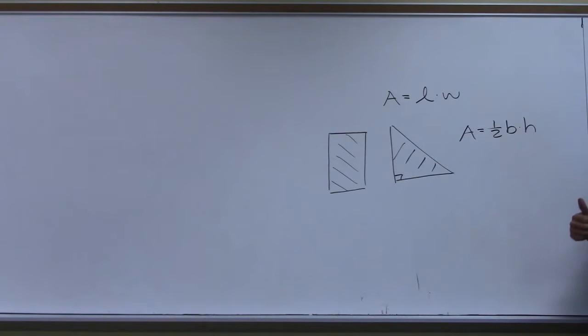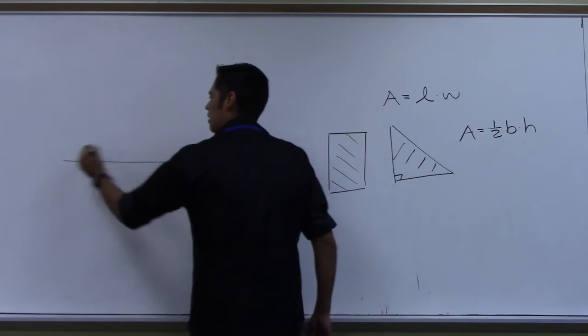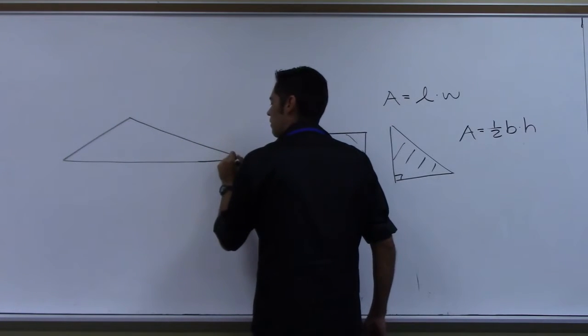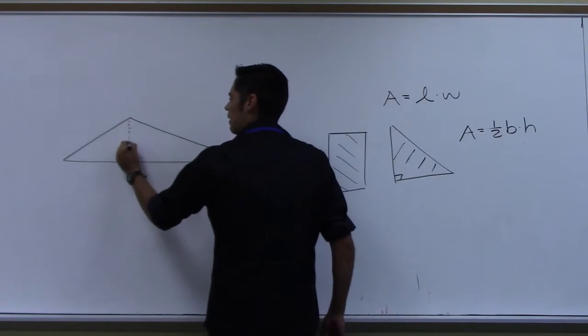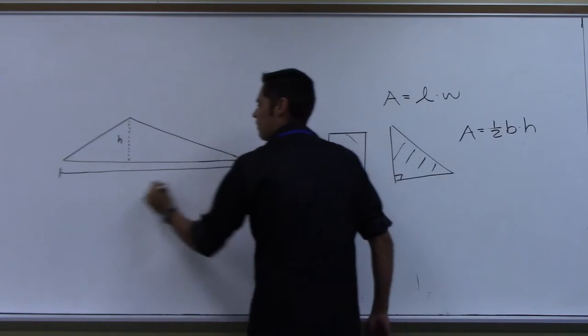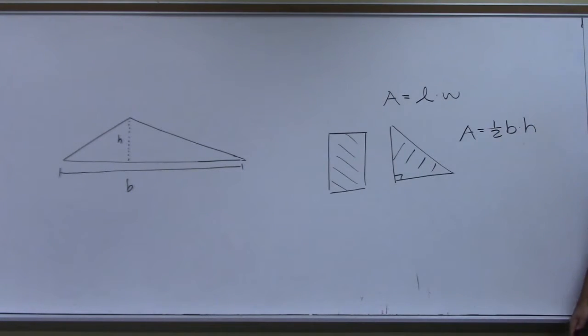One half base times height, right? Yes. So why is it that way? Well, here's a different looking triangle that doesn't look like half of a square to me. Would you agree? If you turn it, I'm turning it. Cut it, flip it, and paste it.